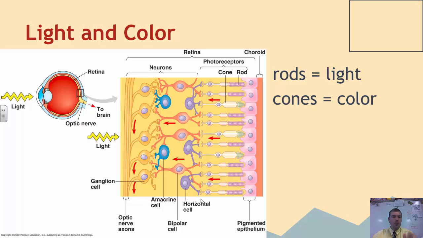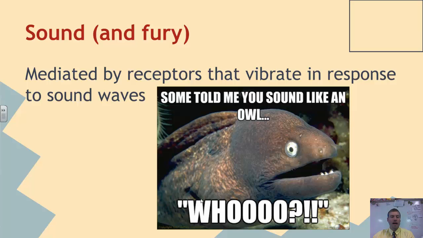Now, when we look at the retina, there are two different types of photoreceptors. We've got rods and cones. Rods are able to detect the absence or presence of wavelengths of light. So they're basically saying, is it light or is it dark? And then you've got your cones, which are able to detect different wavelengths of light, which is your various different colors. All right, so that was light.